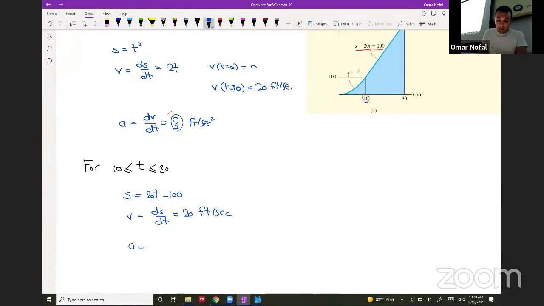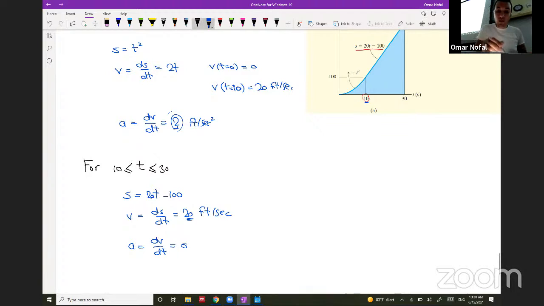And the acceleration is dv/dt. So if you differentiate the constant, it will give you 0. So there is no acceleration. The constant velocity ended up with a 0 acceleration.